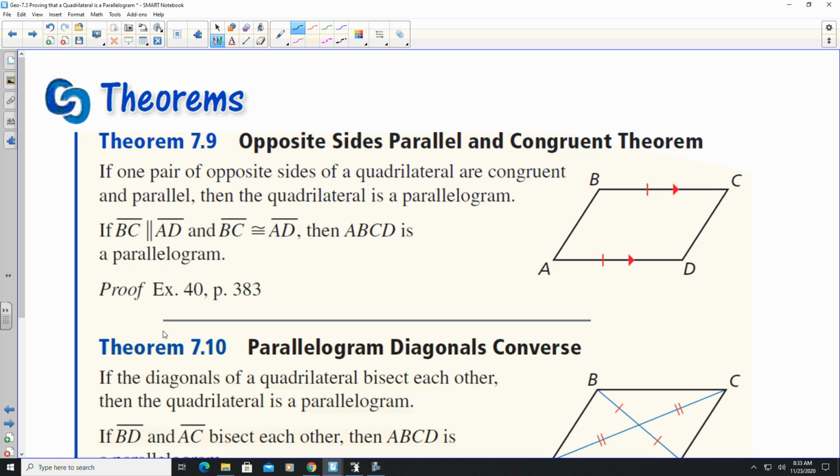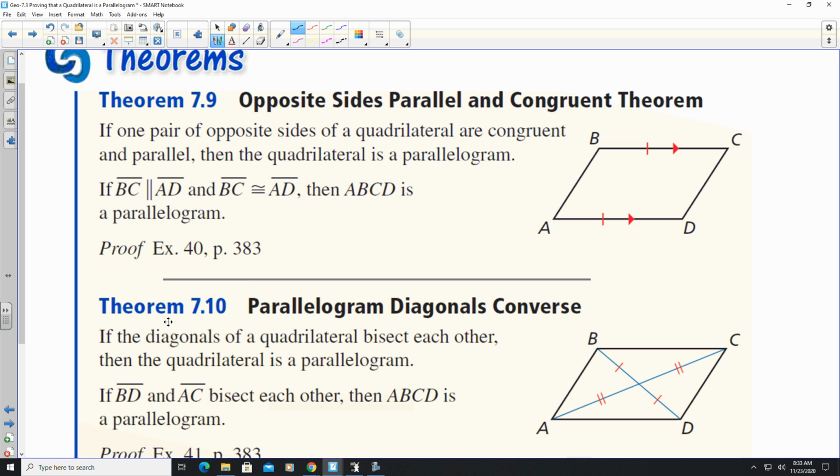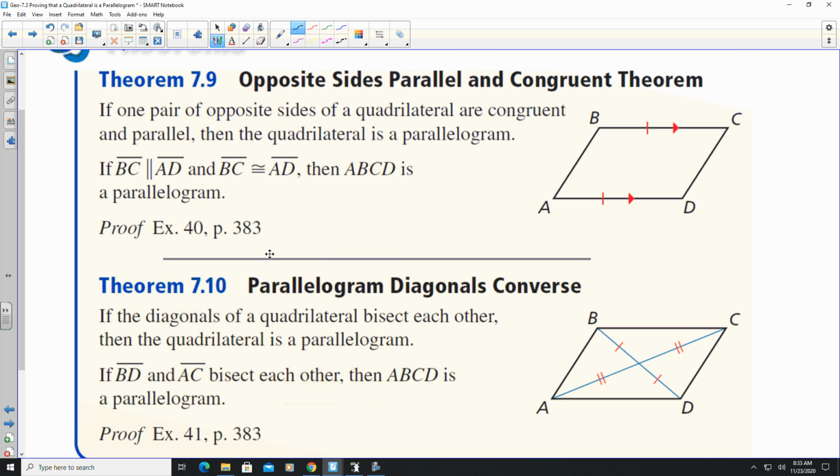A couple more theorems that we get to look at. One of them is the opposite sides parallel and congruent theorem. So it says that if one pair of opposite sides of a quadrilateral are congruent and parallel, then the quadrilateral is a parallelogram. So if you notice, the same line segment can be both congruent and parallel. We can say that it is a parallelogram.